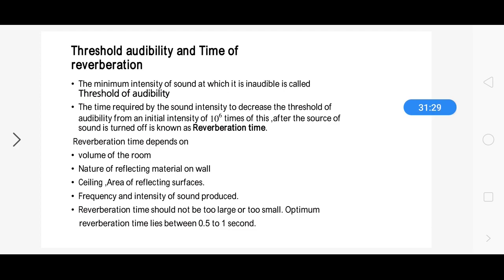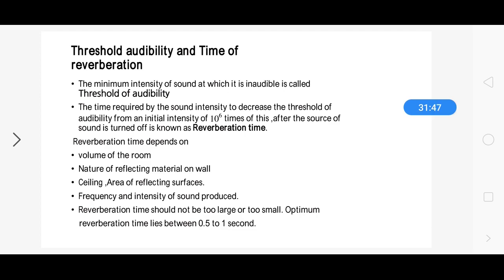And the reverberation time mainly depends on the volume of the room. If the volume of the room is more, then there will be a possibility for a greater number of reflections. Then the time of reverberation will be more.